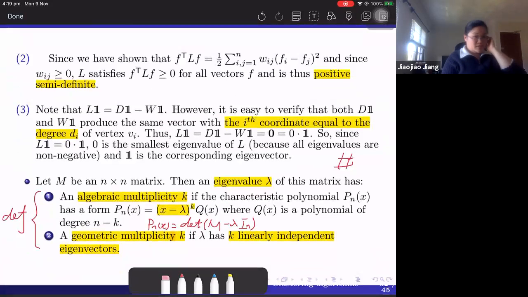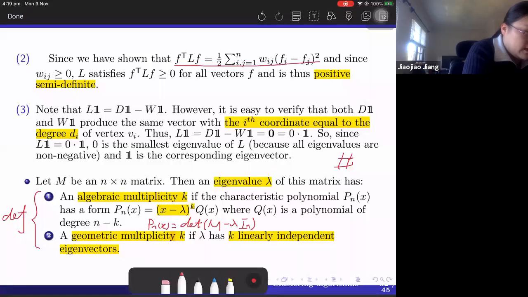Now let's move on to the second property. According to the result of the first property, F transpose LF is equal to this expression. As we said, Wij is non-negative, and then F transpose LF is also non-negative, which proves that the matrix L is positive semi-definite. So this is the second property.